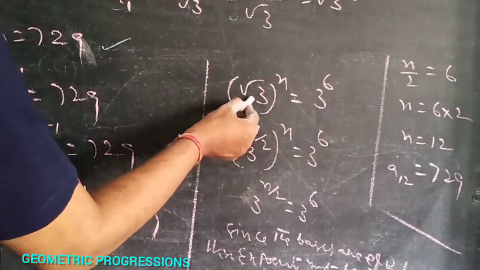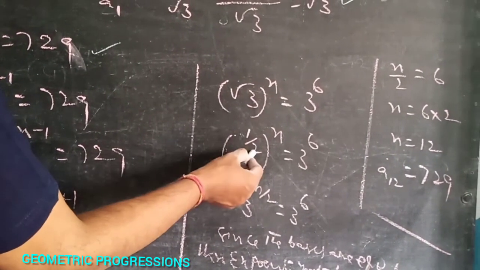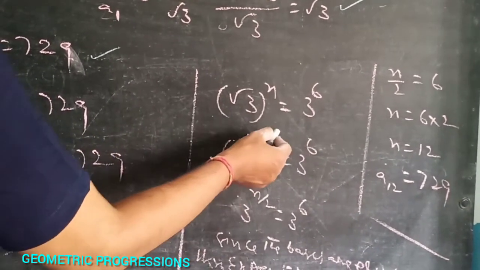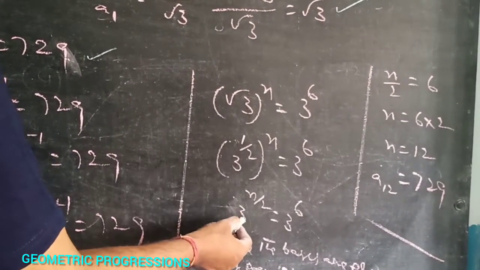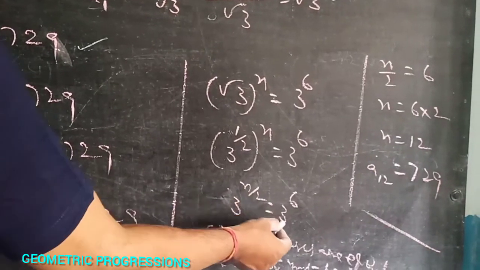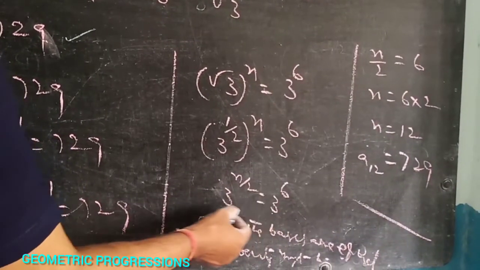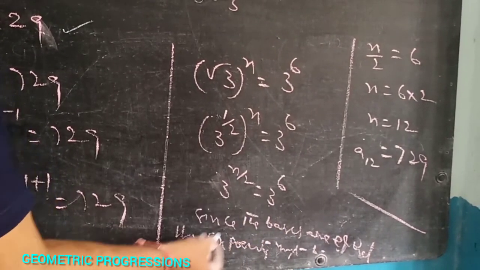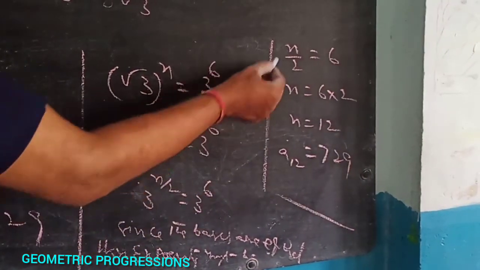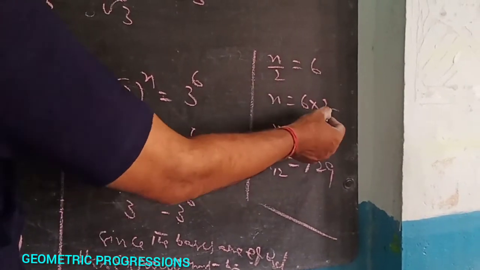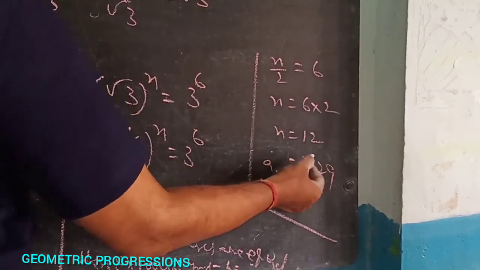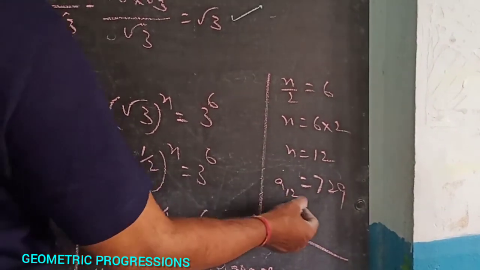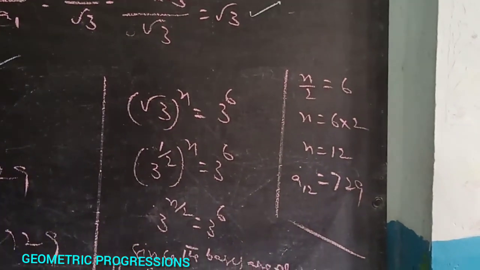Here root 3 is written as 3 to the power of 1 by 2, whole to the power of n, equal to 3 to the power of 6. The rule: a power m whole power n equals a power m times n. That means 3 power n by 2 equals 3 power 6. Here the bases are equal on both sides of the equal symbol, so the exponents must also be equal. Therefore, n by 2 equals 6, n equals 6 into 2, n equals 12. So which term is 729? The 12th term. So a12 equals 729.